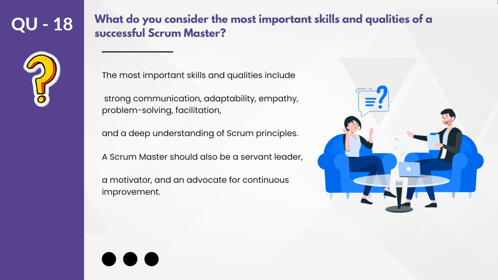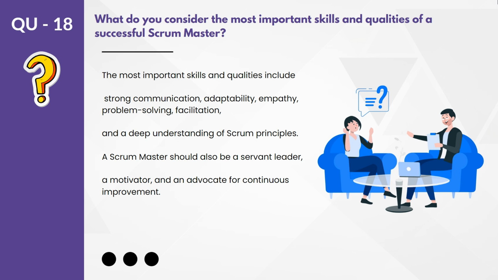Question number 18: what do you consider the most important skills and qualities of a successful scrum master? We have discussed this earlier also: the most important skills and qualities include strong communication, adaptability, empathy, and problem solving facilitation. These are very self-explanatory words, so I'm not going deeper on this point.